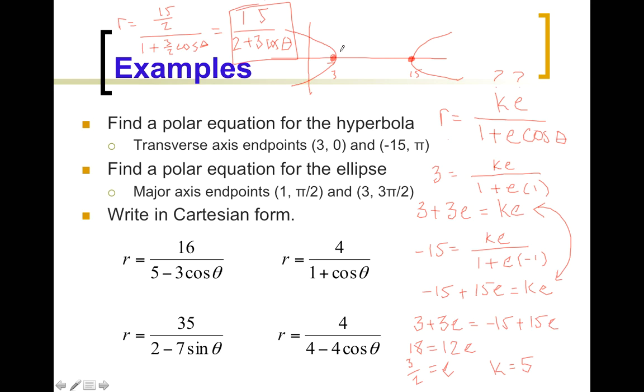All right, so notice what I did. All I did was figure out where these points go, what my orientation is, and what type of equation I'm going to use. I'm going to plug in my 2 thetas, solve for e, solve for k, plug it in, and there's your equation.